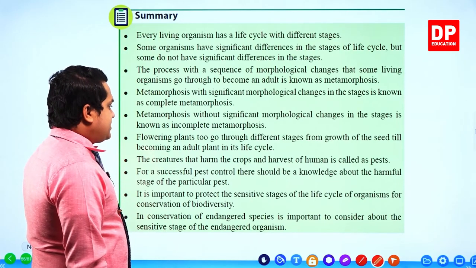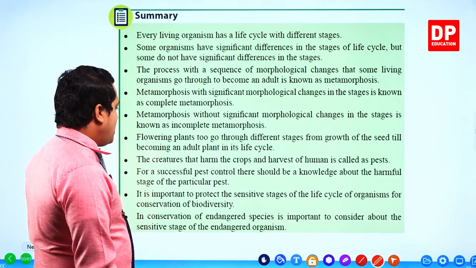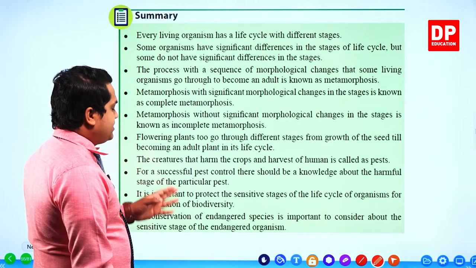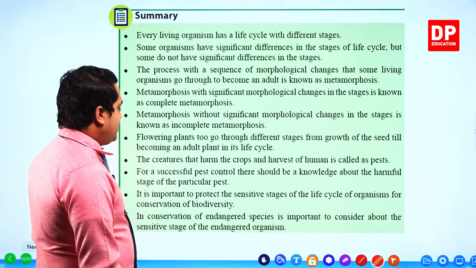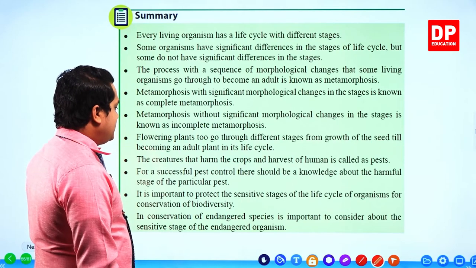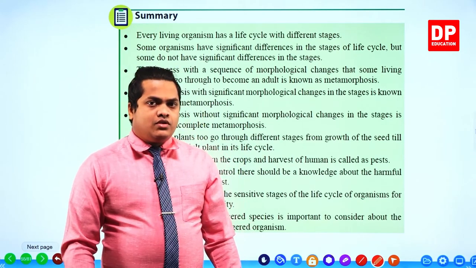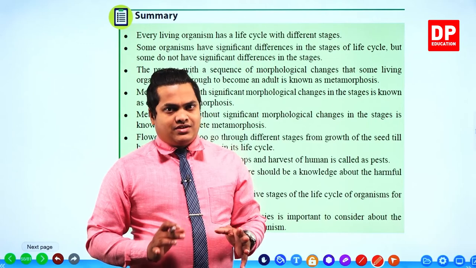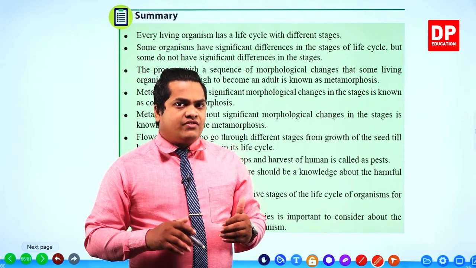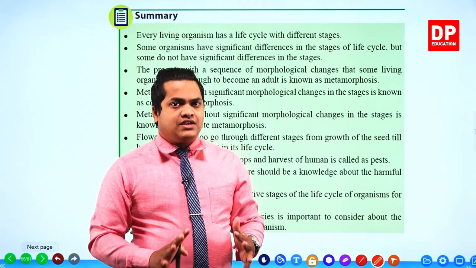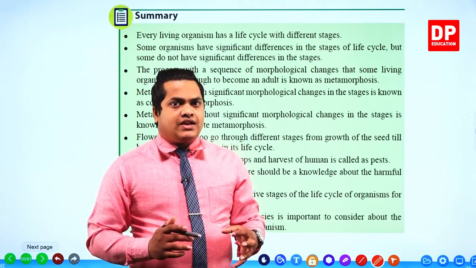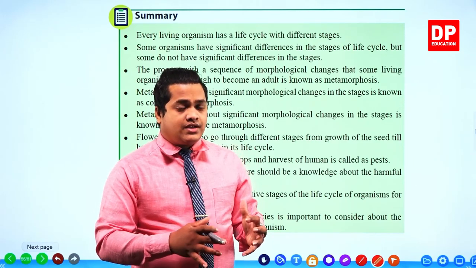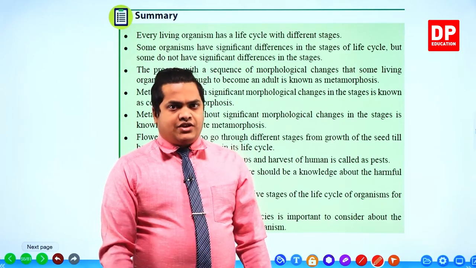For a successful pest control, there should be knowledge about the harmful stage of the particular pest. In order to control the pest in a certain environment or in a certain agricultural place, we should get some idea about the life cycle of the pest. That way, we can find the sensitive stage of the pest and control it at that sensitive stage.